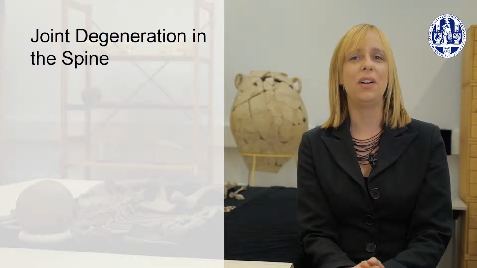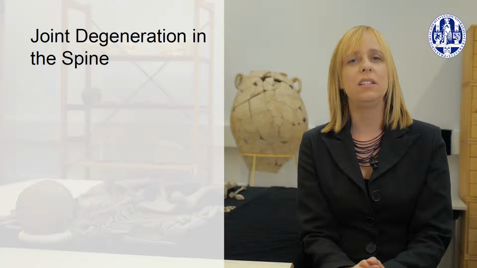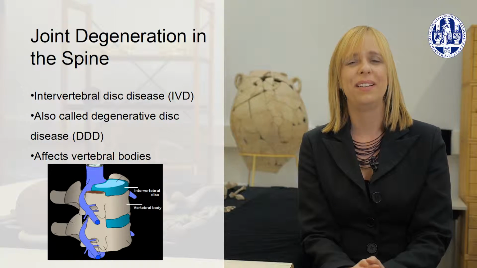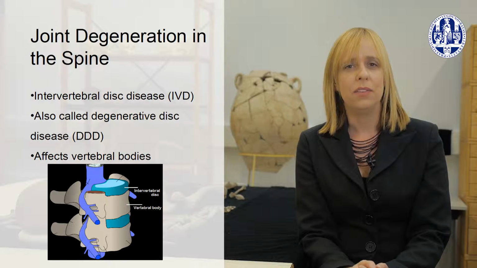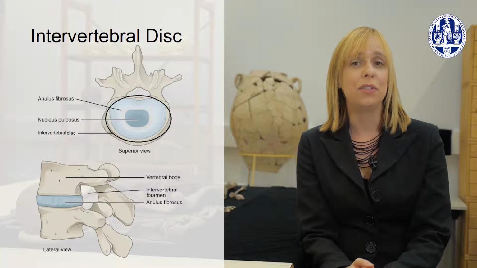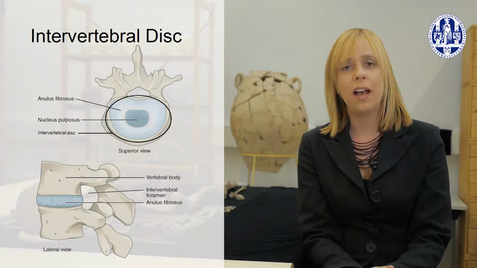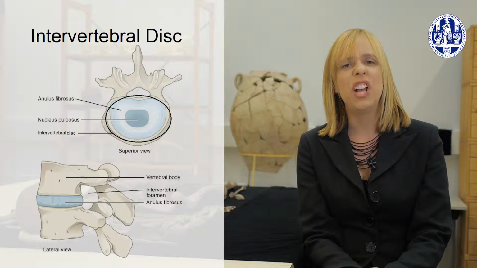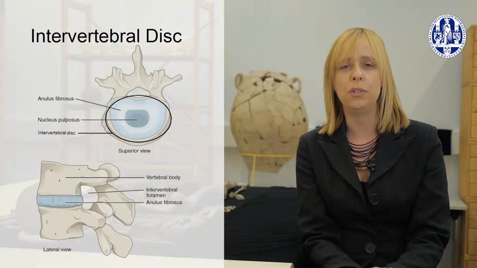Also important in osteoarchaeological research about joint degeneration is a specific disease that occurs only in the spine called intervertebral disc disease or degenerative disc disease. The spine is unique. Unique because in between the bodies of the vertebra, there's a structure known as the intervertebral disc. The intervertebral disc consists of an outer fibrous ring, the annulus fibrosus, which surrounds an inner gel-like center, the nucleus pulposus, and it's crucial in shock absorption.